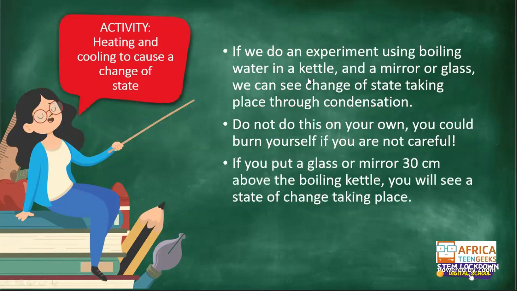Okay, now, if you put a glass or a mirror 30 centimeters above the boiling kettle, then you are going to see a change of state taking place. Like in the picture, what I mean. So you have a boiling kettle, which is steaming, and you place a mirror above it. What is going to happen here? What will happen to the mirror? And that is what we are going to look at now.